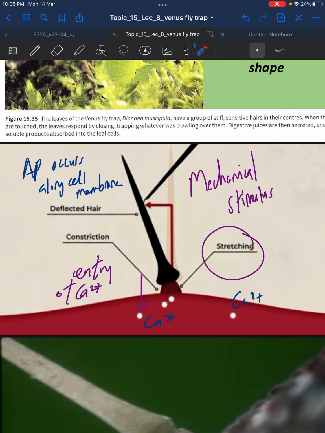After the mechanical stimulus, because this hair is deflected, there's a stretching there, and then it will be converted to electrical energy. The electrical energy is because the action potential occurs along the cell membrane here due to the entry of calcium. If you look back at transport in animals, for action potential to occur, it is sodium that enters. So this is a very big difference. In animals, action potential is due to the entry of sodium, but in plants, action potential is due to the entry of calcium.